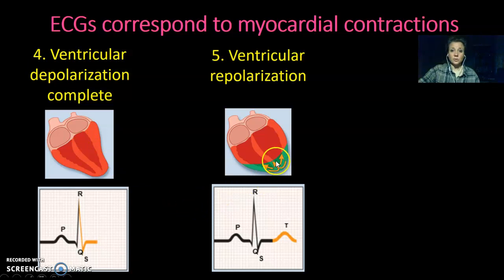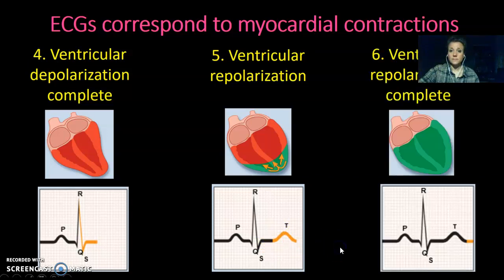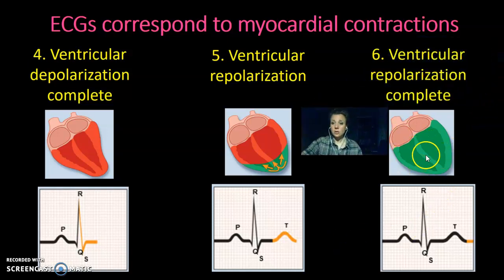Now we have ventricular repolarization, which is happening from the apex towards the base. And that's what's happening during our T wave, which is the last little bump all the way to the right-hand side of that trace. And then finally, we have ventricular repolarization complete. My ventricles here are all green, and that's going to be the straight segment of our ECG that happens after our T wave. And so this is our ECG trace.